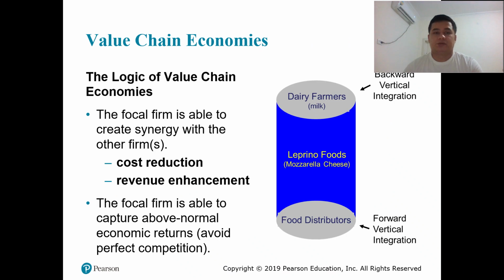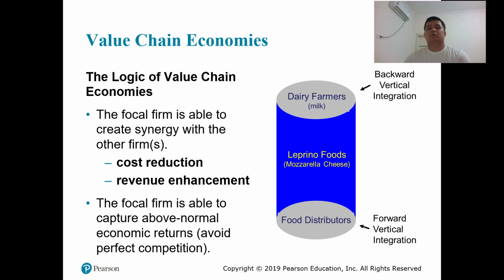And the next one, value chain economies. Value chain economies, and the logic of value chain economies. The focal firm is able to create synergy with other firms. So, in here, I would like to ask you guys, what is a focal firm? I have already explained in the earlier chapters. If you have watched the chapters, you know about this, and please leave a comment below.